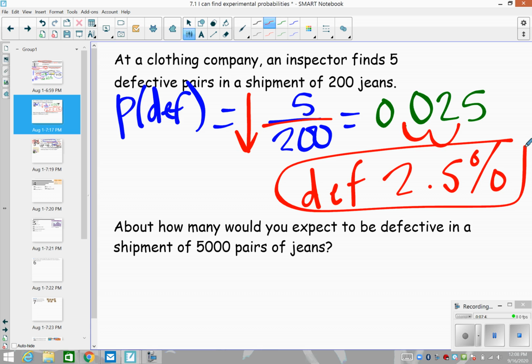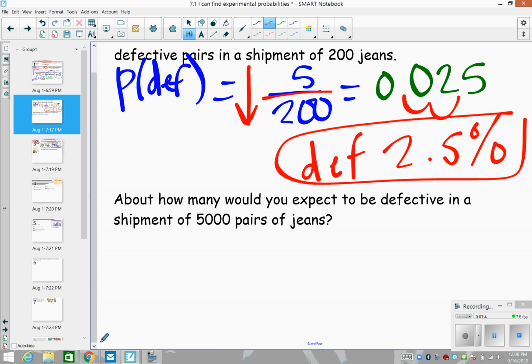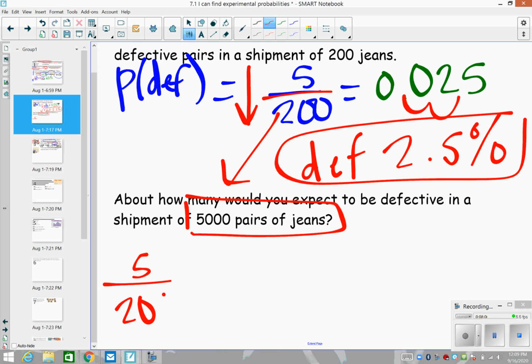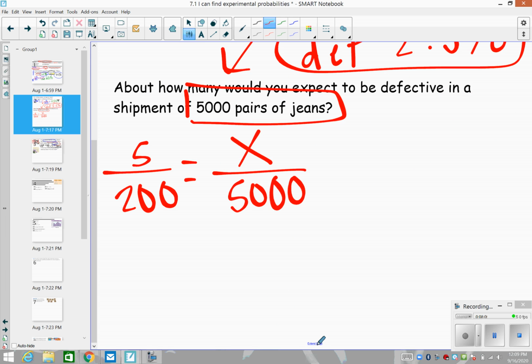Okay, so let's use prediction now. Use that to make a prediction. Now, there are multiple ways to approach this next question. I'll try to approach it in the easiest way. About how many would you expect to be defective in the shipment of 5,000 pairs of jeans? Probably the easiest approach is just using that we know 5 out of 200 are defective in our experiment. So how many would we predict defective out of 5,000? Just a prediction. No guarantee that it's correct.